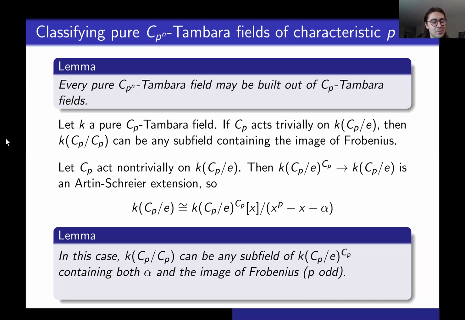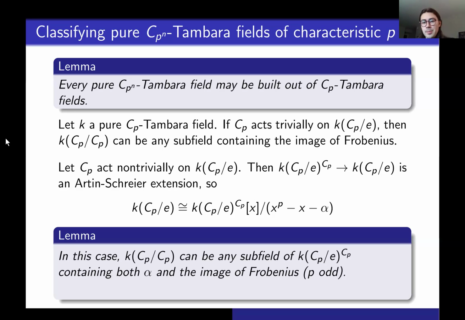However, if p is 2, then... first, why do you have to contain alpha? Because alpha is the norm of x, right? The double coset formula forces the norm of x to be the product of the CP conjugates, the CP orbit of x. This is just the constant term of the polynomial x to the p minus x minus alpha. It's alpha. So containing the image of Frobenius is part of what you have to contain, namely the image of the norm, and containing alpha gives you the rest. If you contain both of those things, then you're actually a well-defined Tambara functor.